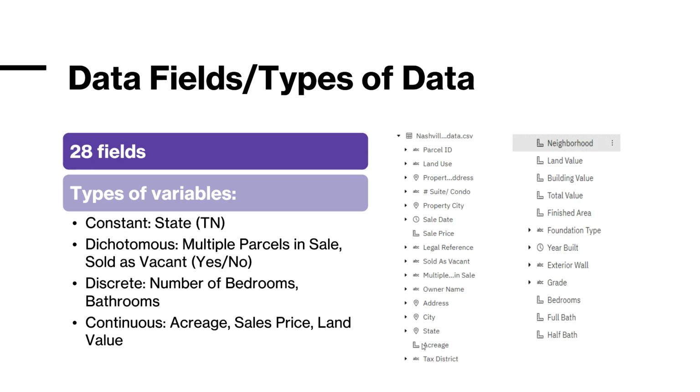And within these fields contains 4 different types of variables. For constant variables, the state field is a great example because the data was collected in one state, Tennessee, so the state will be the same throughout the dataset. Multiple parcels in sale, as well as sold as vacant, are dichotomous variables because their outcome can only be either yes or no. Number of bedrooms and bathrooms are discrete because they can only be whole numbers such as 0, 1, 2, 3, and so on, while fields such as acreage, sale price, land value, and so on can be continuous because they can be any number including a decimal value.